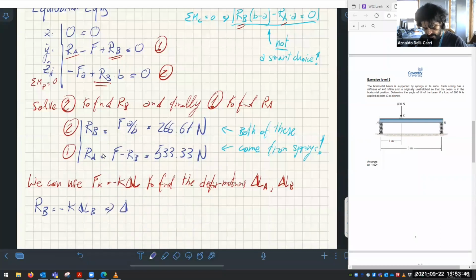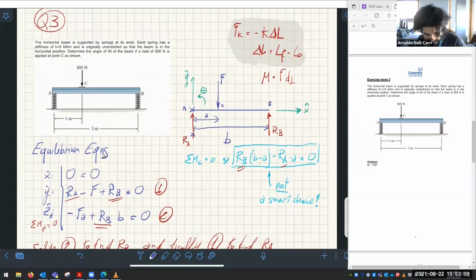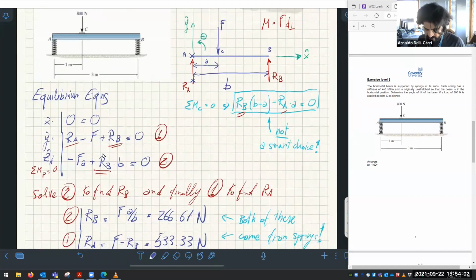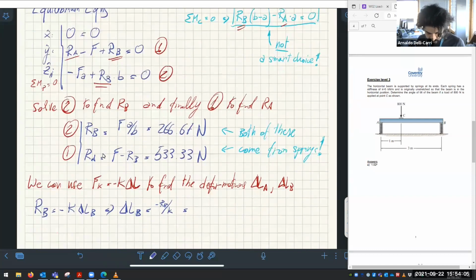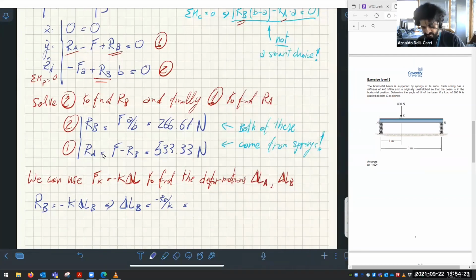Therefore, delta LB is minus RB over K, where the spring stiffness is 5,000 newtons per meter. So it's 266.67 newtons divided by 5,000 newtons per meter. This gives an elongation of 0.05 meters. So if I times this by 1,000, this gives 53.3 millimeters.